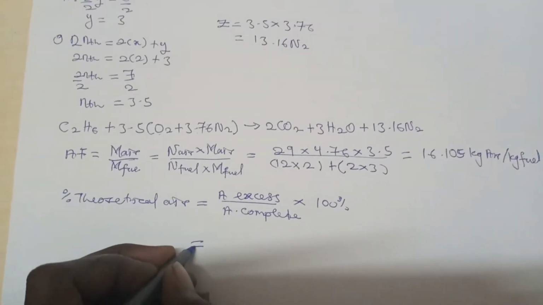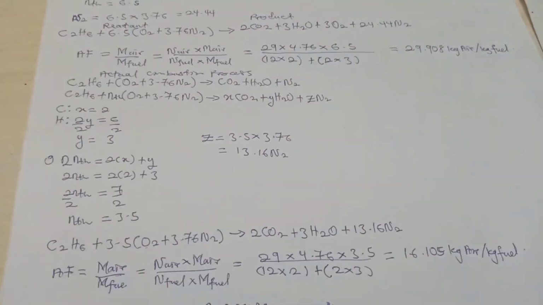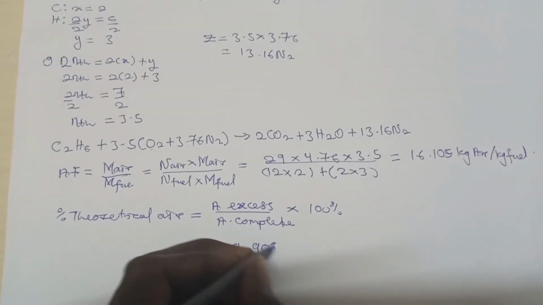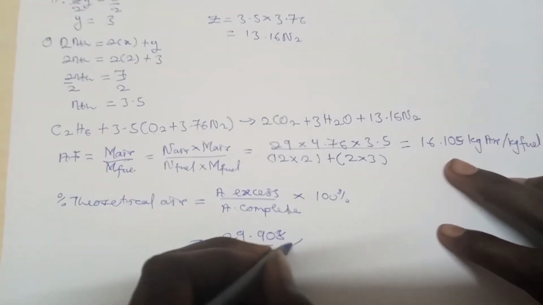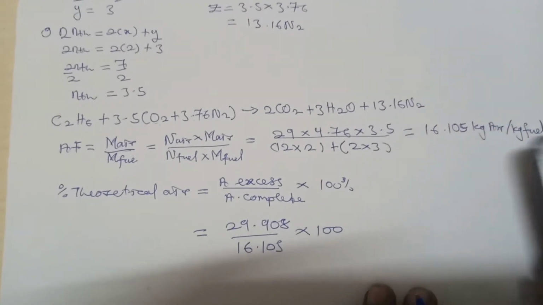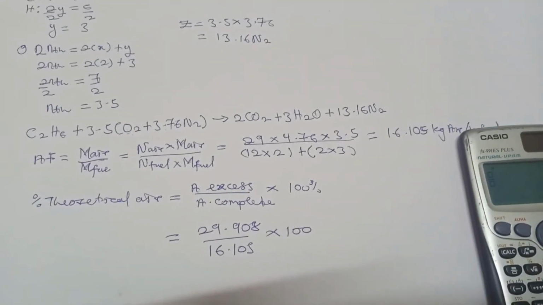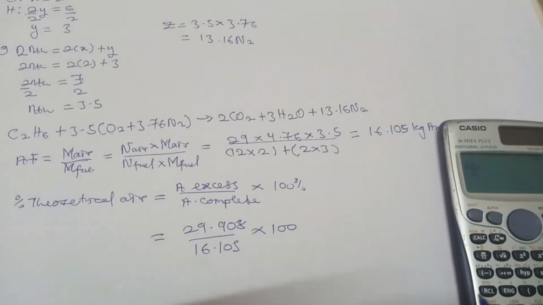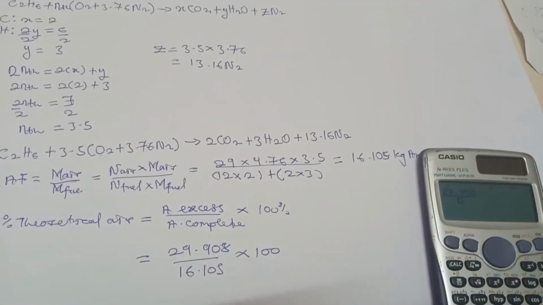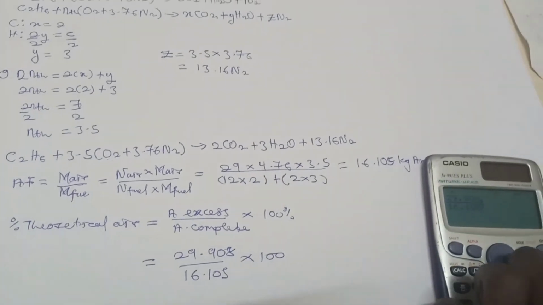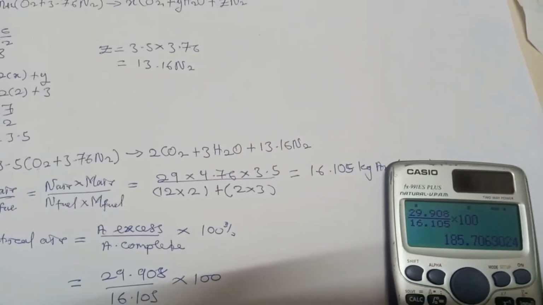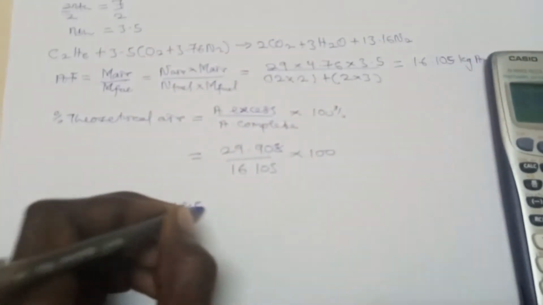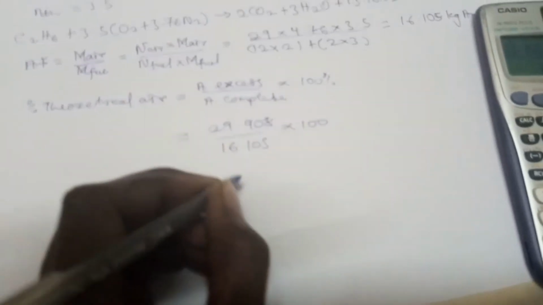So the excess air equals 29.908 all over 16.105 times 100. Therefore, the theoretical air equals 185.706%.